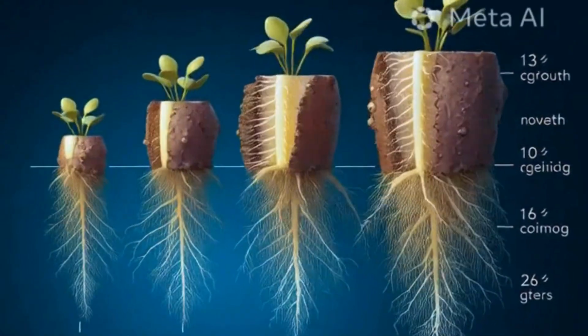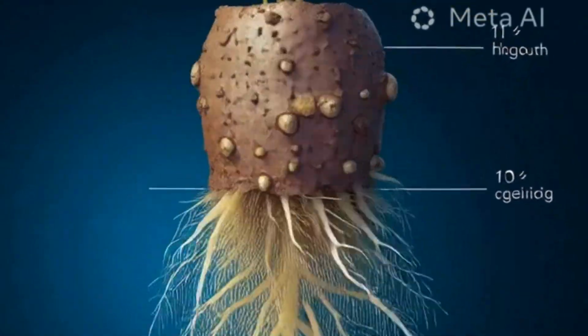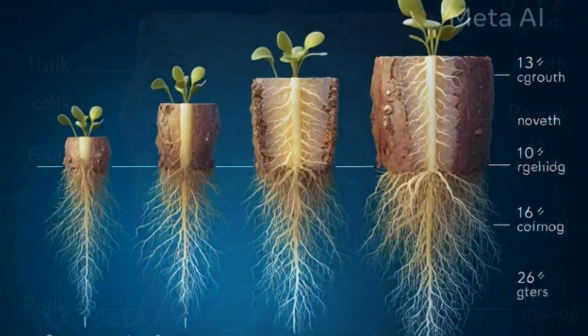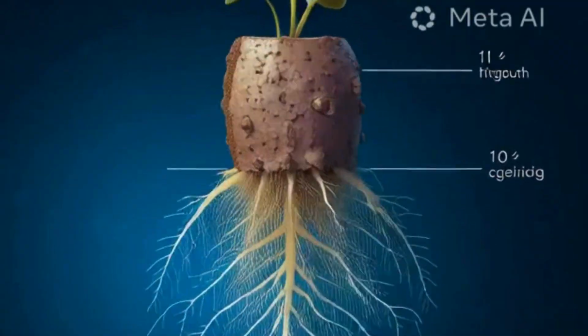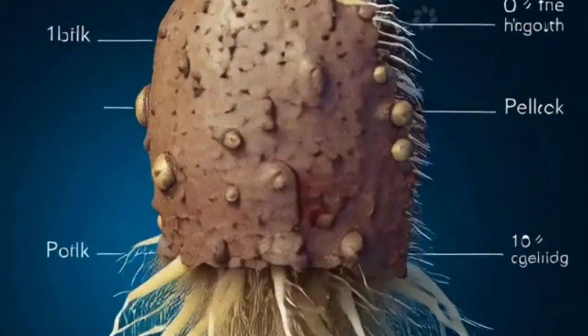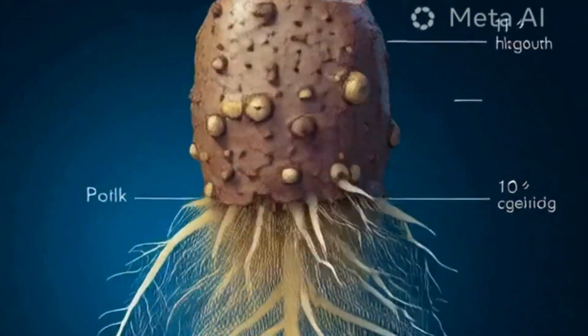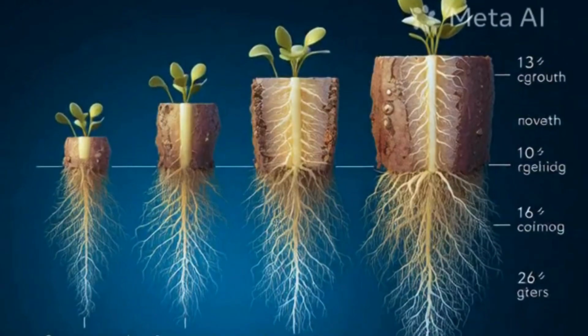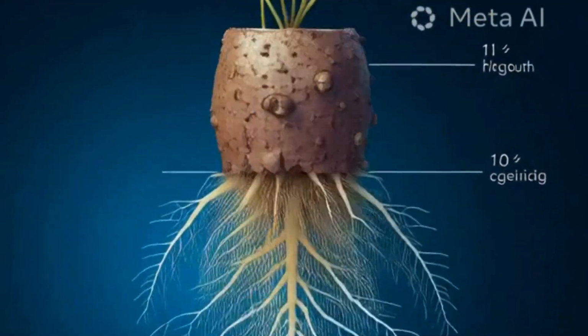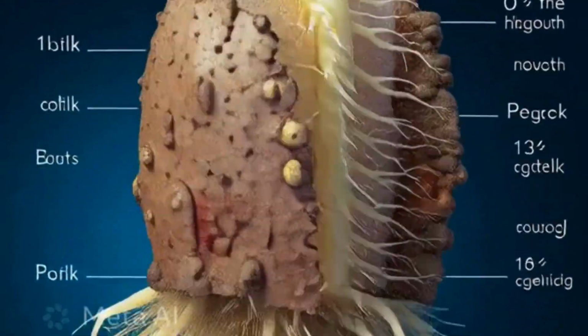Have you ever wondered how a thin root becomes thick and woody as a plant grows? The answer lies in a fascinating process called secondary growth. In this video, we'll learn how dicot roots increase in thickness, the role of Vascular Cambium and Cork Cambium, and how bark is formed. Let's get started.